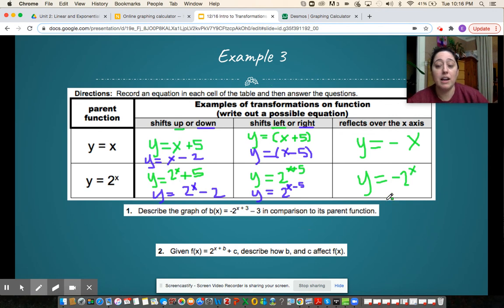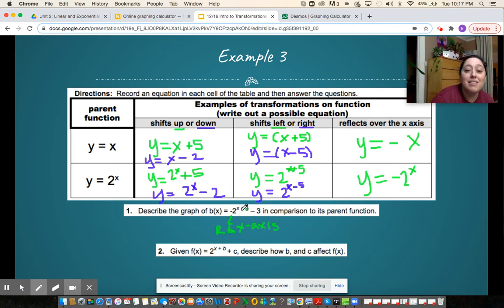All right. So when I'm looking down here at 1, describe the graph of b of x. So it's written in function notation. B of x equals negative. As soon as I see this negative, I know that it is flipping, it is reflecting on the x-axis. So I'm just going to put r of x-axis, so that I don't have to write it all out because you guys know I am lazy about that.